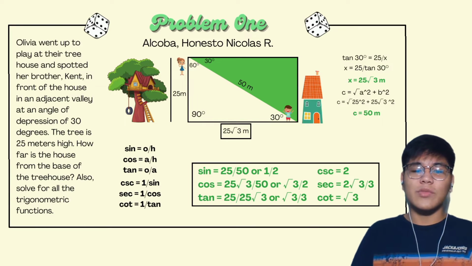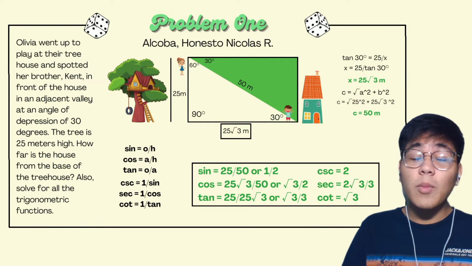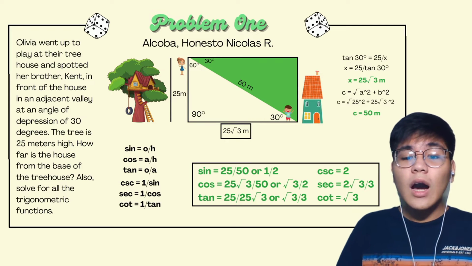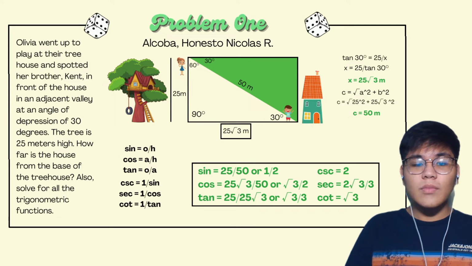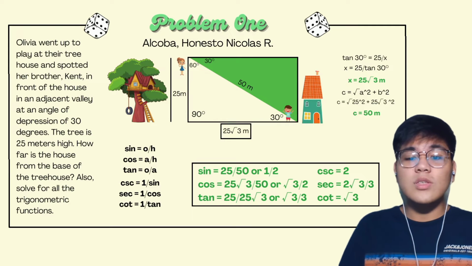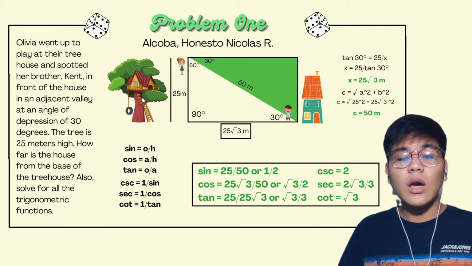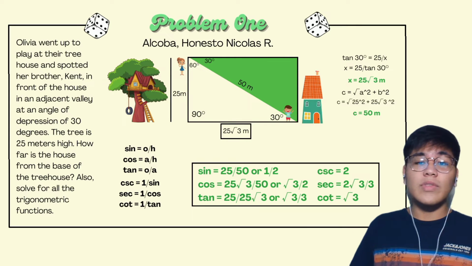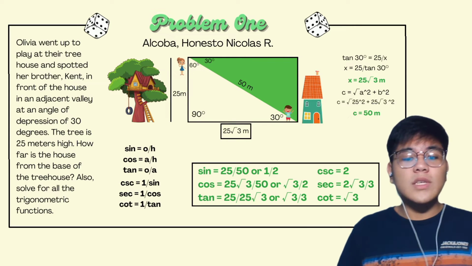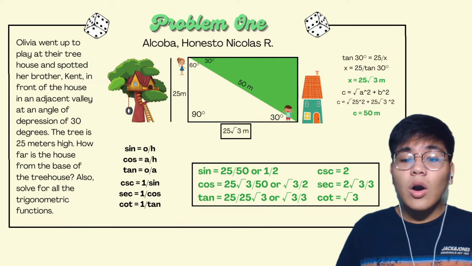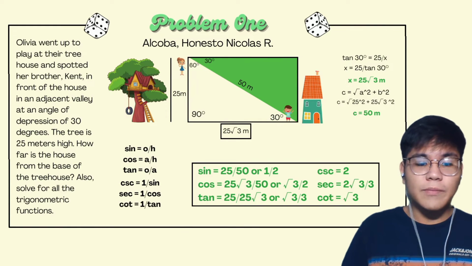So first we have sine is equal to opposite over hypotenuse. So we have sine is equal to 25 over 50, or simply 1/2. Cosine is equal to adjacent over hypotenuse, which is 25 square root of 3 over 50, or simply put square root of 3 over 2. Third, we have tan, which is opposite over adjacent. So given the values, 25 over 25 square root of 3, or simply square root of 3 over 3.